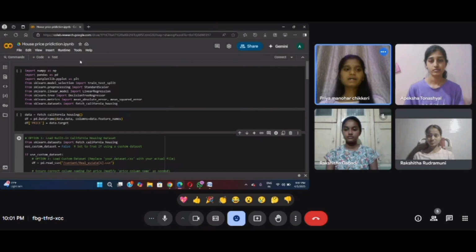Introduction of our project. Our project aims to predict house prices using machine learning models based on various housing features like median income, number of rooms, population, and location. We use two different models, linear regression and decision tree regression. Linear regression assumes a straight line relationship between features and house prices. Decision tree regression splits the data into smaller groups to capture complex patterns.